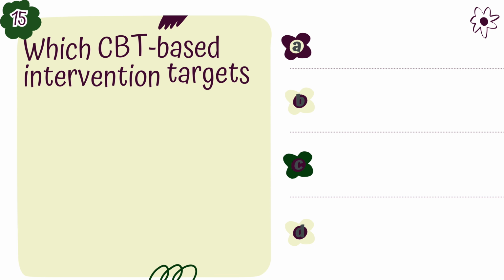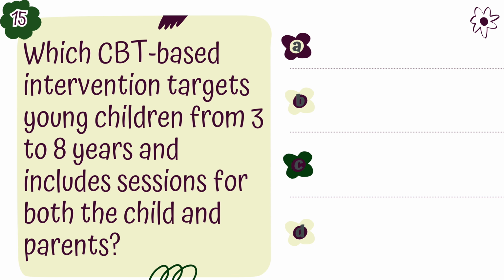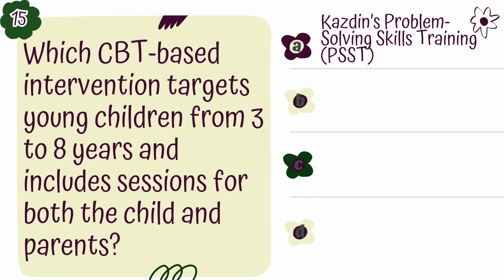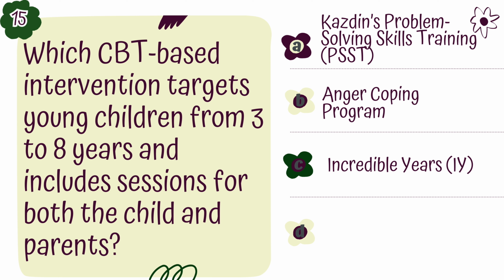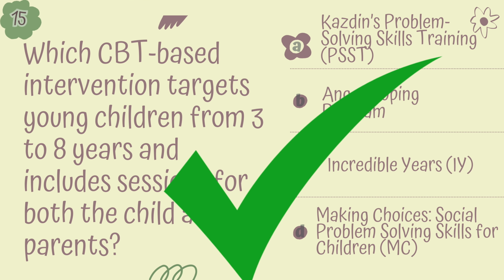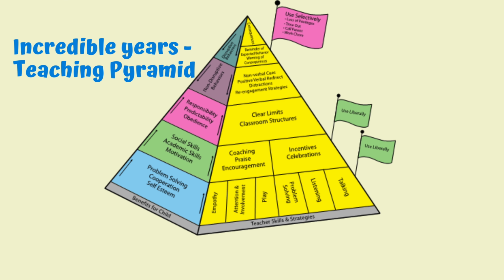Which CBT-based intervention targets young children from 3 to 8 years of age and includes sessions for both the child and parents? Is it A, Kazdin Problem Solving Skills Training, PSST, B, Anger Coping Program, C, Incredible Years, or D, Making Choices, Social Problem Solving Skills for Children? Option C, The Incredible Years, is correct.